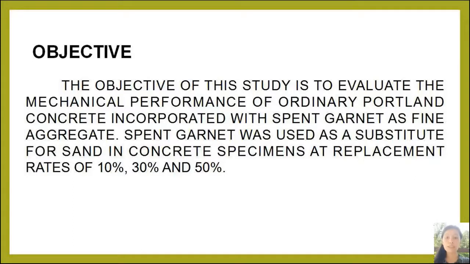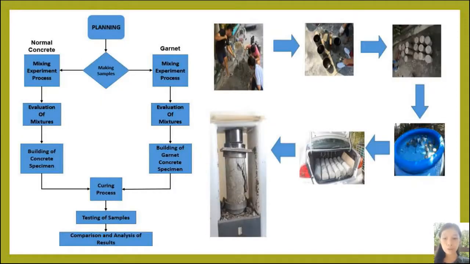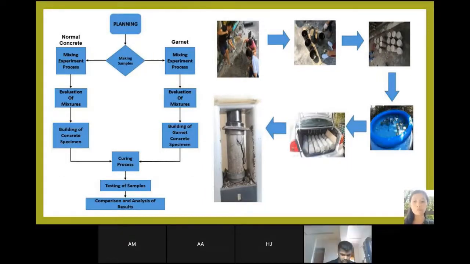Objectives. The objective of this study is to evaluate the mechanical performance of ordinary Portland concrete incorporated with spent garnet as fine aggregate. Spent garnet was used as a substitute for sand in concrete specimens at replacement rates of 10%, 30%, and 50%. This slide shows the framework and the step-by-step process of our study, from planning, making the cylindrical concrete samples of normal concrete and concrete with spent garnet with different fractions, up to its curing process, to testing and analysis of its result.